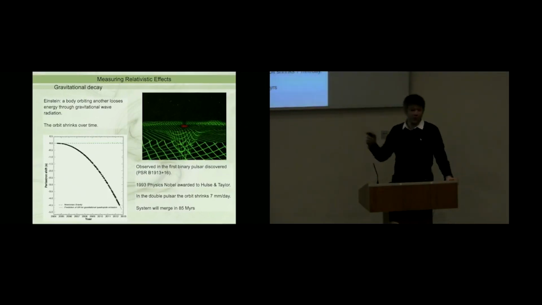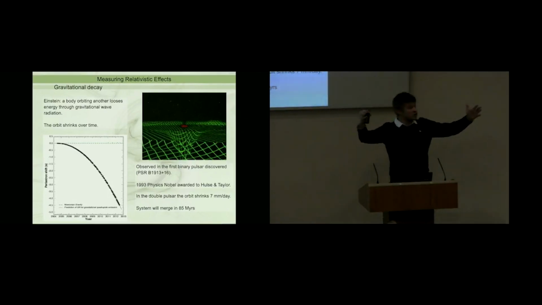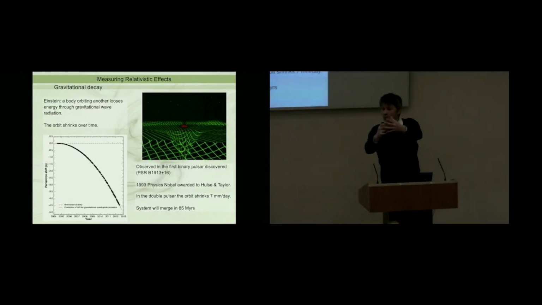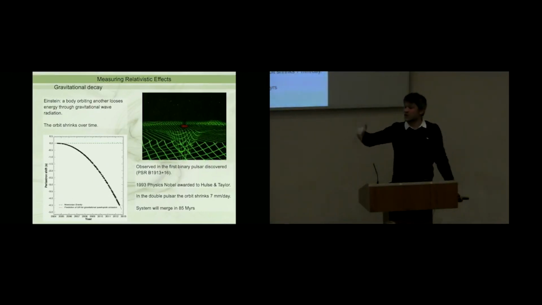In the double pulsar, the Earth-Moon separation actually shrinks about 7 millimeters per day, okay? And so in 85 million years, the two of them will plunge and then merge and turn into a black hole. So if you can observe enough galaxies out there, one of these events should take place every couple of weeks, and you might be able to detect them, which is what we've now managed to achieve.